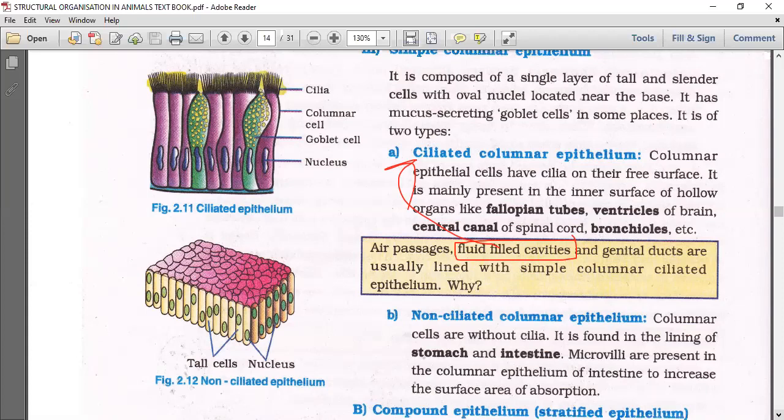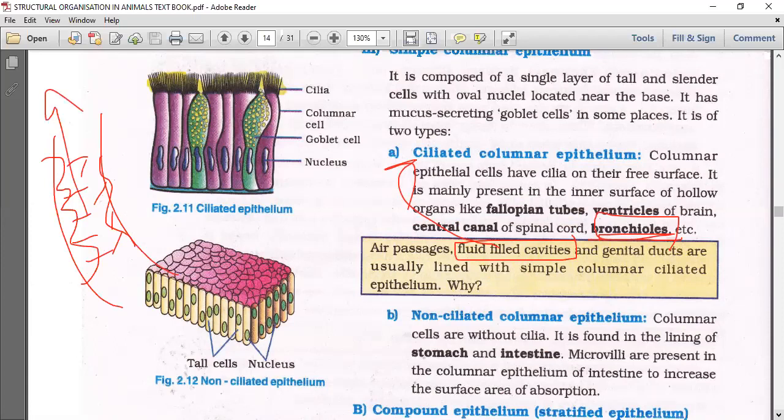Then air passages. We are talking about bronchioles. Air passages contain cilia. That's so simple. Why? To prevent the entry of dust particles. If cilia are present, they push the dust particles out. So that's why bronchioles are ciliated. Air passages are over.